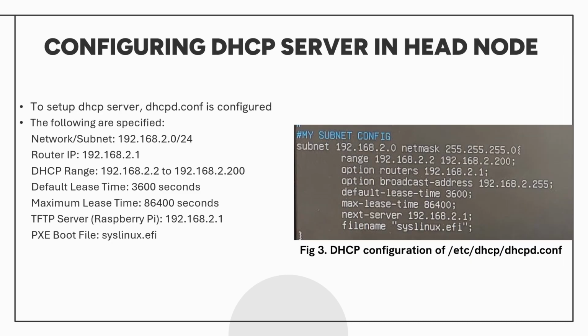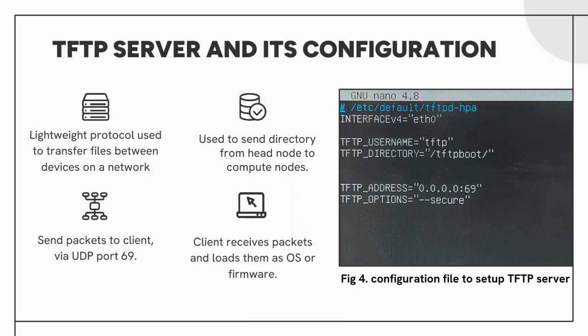To set up a DHCP server, we have configured the dhcpd.conf file and have specified the IP of our network and the netmask. Additionally, we have specified the range of IP, the router, lease times, and the next server parameter, which specifies our TFTP server, which is the Raspberry Pi. Finally, the file that the clients request for booting UEFI systems, syslinux.efi, is also specified. Therefore, upon obtaining an IP, syslinux.efi is fetched by the compute node.